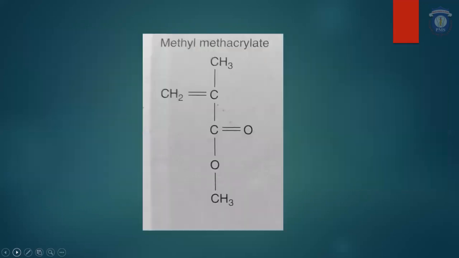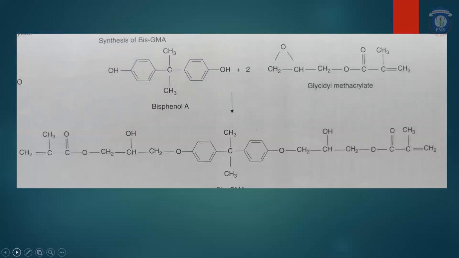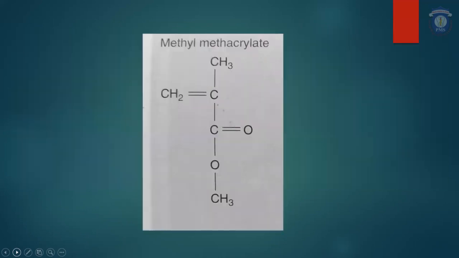So bis-GMA, when you compare a complex molecule like bis-GMA to a very small molecule like methyl methacrylate, you can see how methyl methacrylate is much smaller in size as well as in molecular weight. I will be explaining the advantage of this: what advantages does a large molecule like bis-GMA possess over a small molecule like methyl methacrylate.